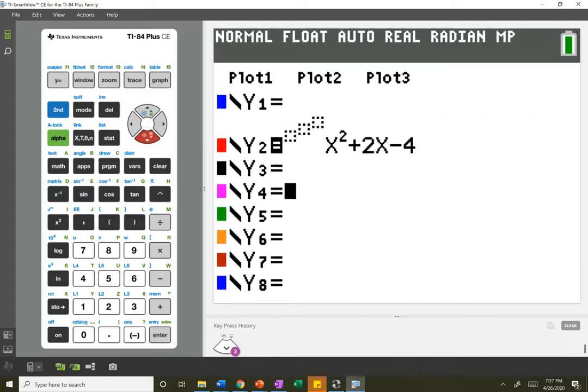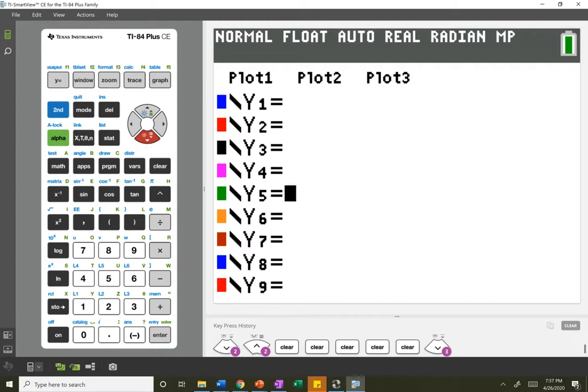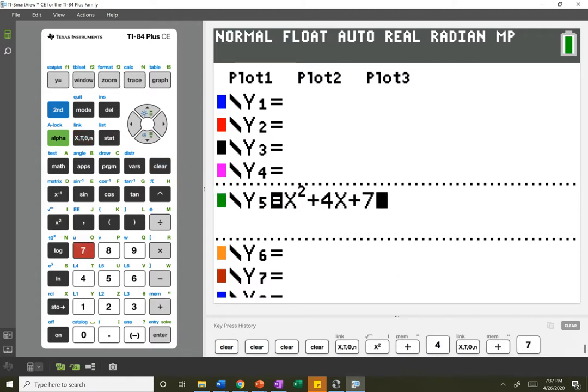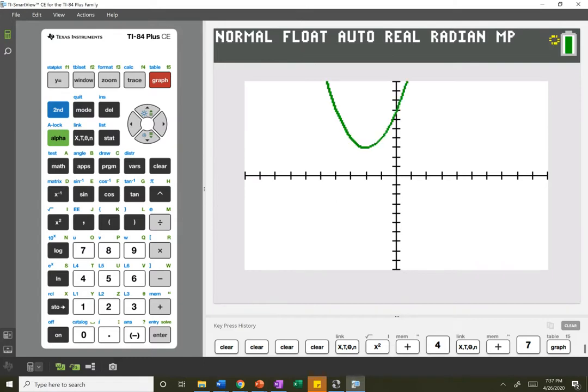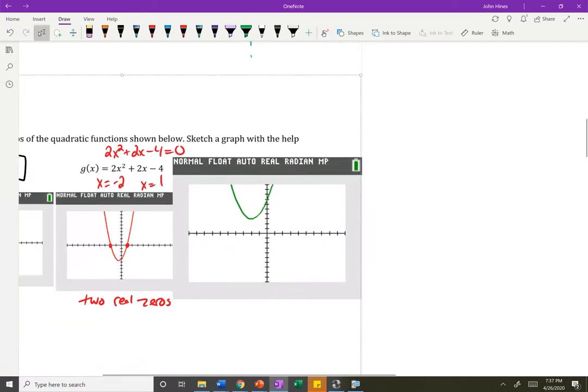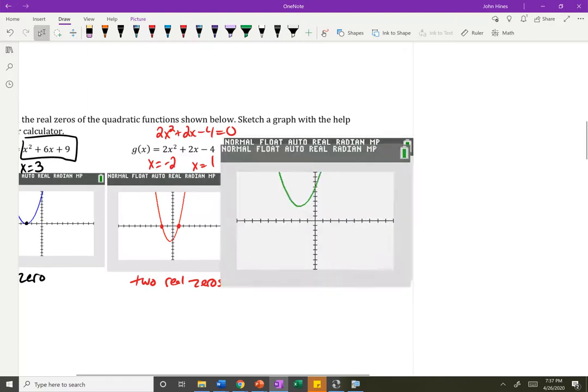Let's go down to the green one. X squared plus 4x plus 7. Graph that. And there we go. Notice each time I'm getting a parabola because I'm graphing an x squared function. Whenever we graph x squared functions, we end up getting parabolas.